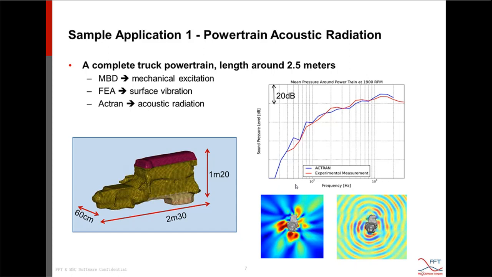The measurement is performed in an anechoic room at different RPMs. Here we are comparing the Actran result and the experimental result at that RPM. The curve shows the averaged acoustic result at several microphones surrounding the powertrain, and we see a very good, extremely good matching between these 2 results.